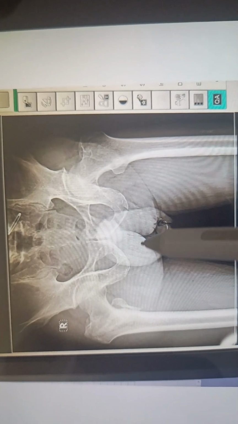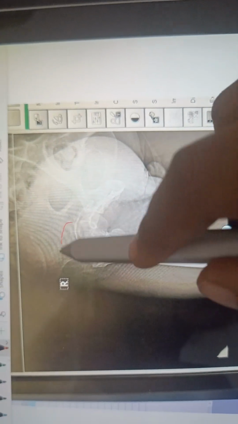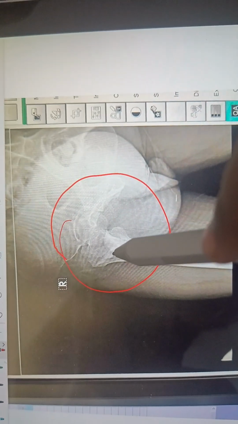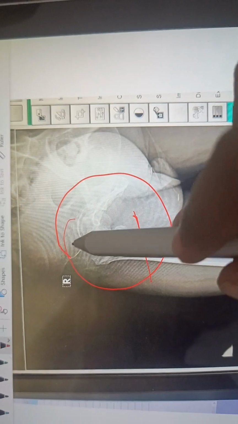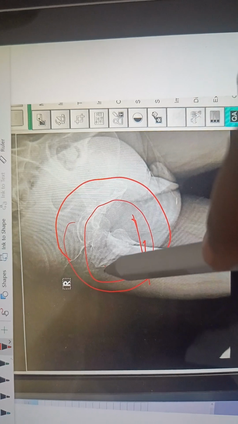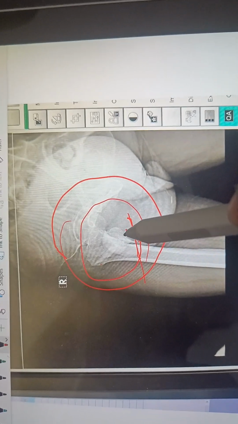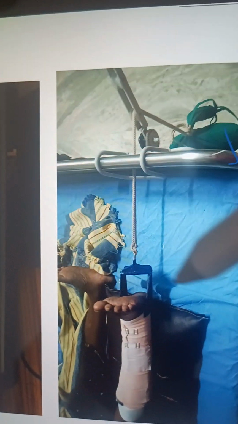So we have performed X-ray pelvis with both hips AP view, and also we have carried out traction with internal rotation view. So we have identified that the patient has intertrochanteric fracture. You can see that there is fracture present at the intertrochanteric region. So this is the greater trochanter, this is the lesser trochanter. So we have admitted the patient and we have kept the patient on skin traction. We have applied a weight of around 3.5 kgs.